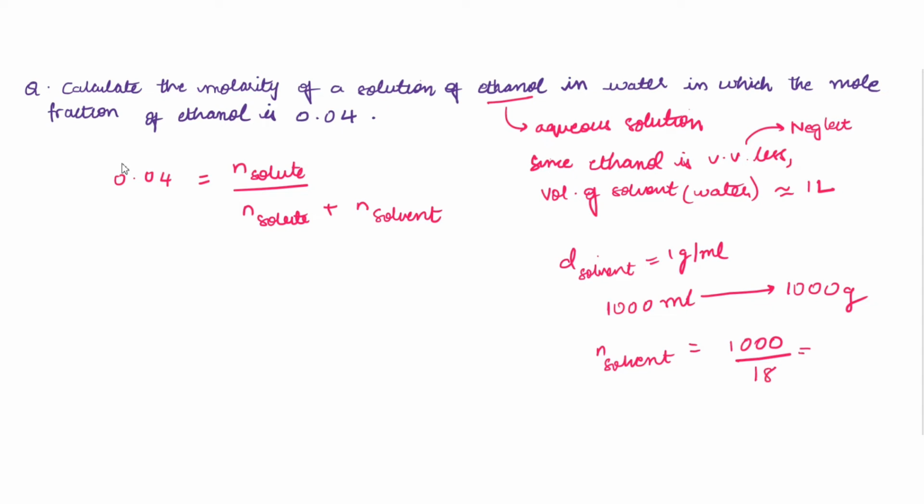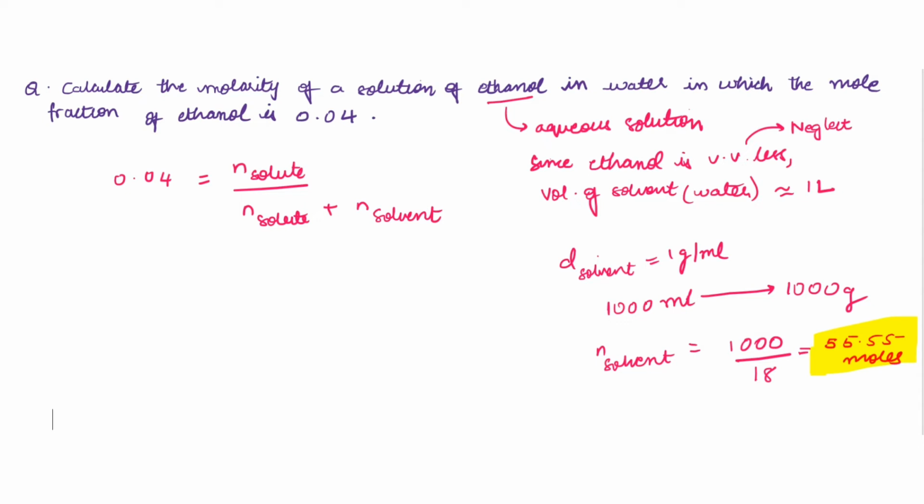1000 by 18 gives us 55.55 moles. So this is the number of moles of solvent. The number of moles of solute present in 1 liter of solution gives us the molarity. So what do we need? We need to find the number of moles of solute in order to find the molarity, isn't it?